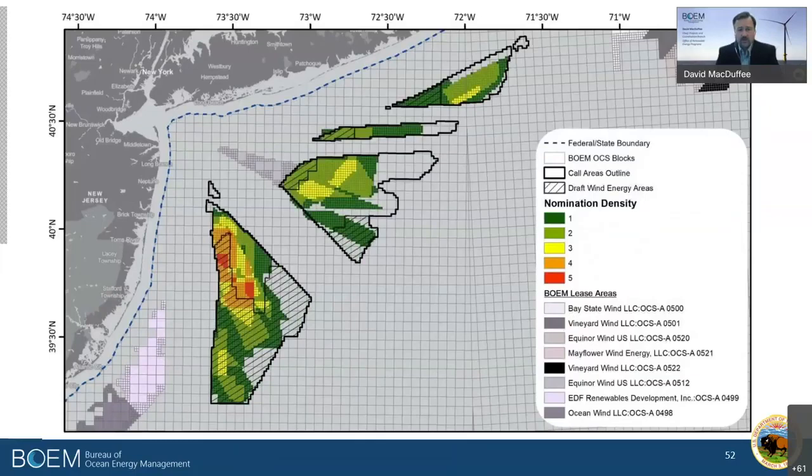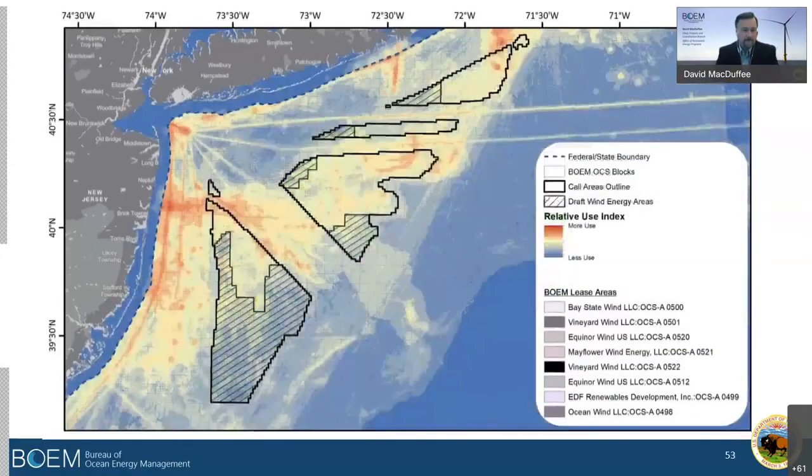We looked at the industry nominations. This is a heat map of where those were located. You can see the draft wind energy areas and the diagonally hatched areas. We also looked at fisheries information. This is a relative use index that looks at both fishing vessel movement patterns as well as fishing revenue, and combines that into a relative use index with the darker colors being the higher use areas. So those draft wind energy areas were designed to avoid the higher use areas.